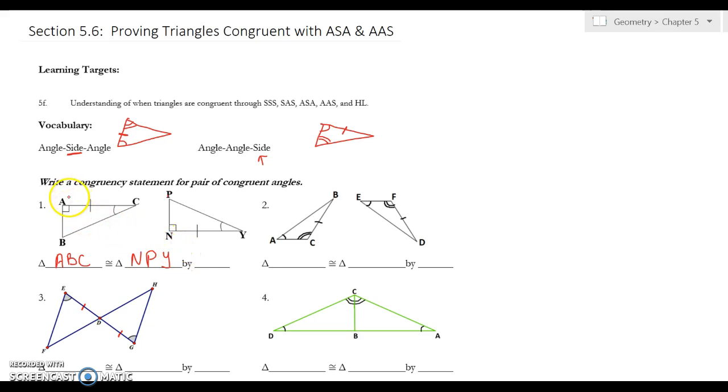And then the reasoning is I have an angle, I have a side, and then I have another angle. So my side is squished. So this is angle, side, angle. All right, for number 2, same idea.